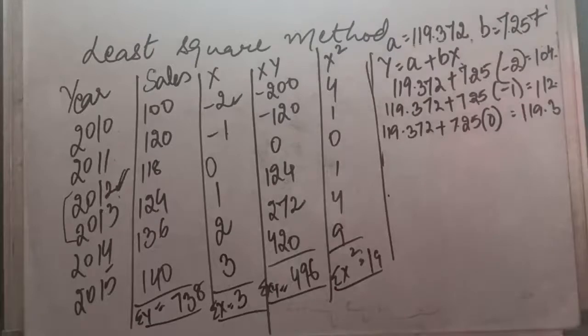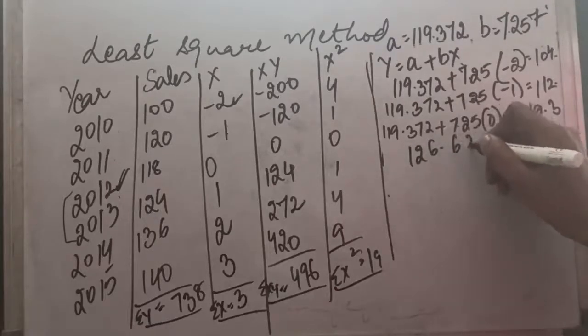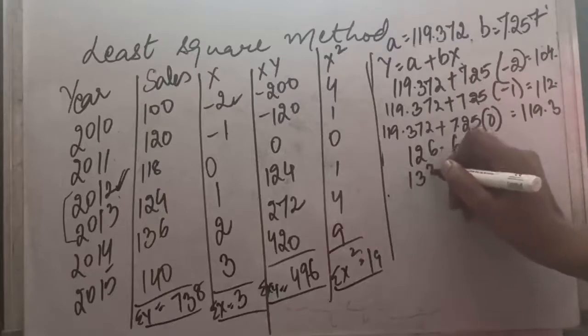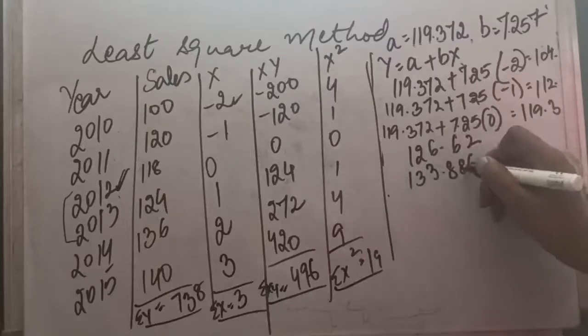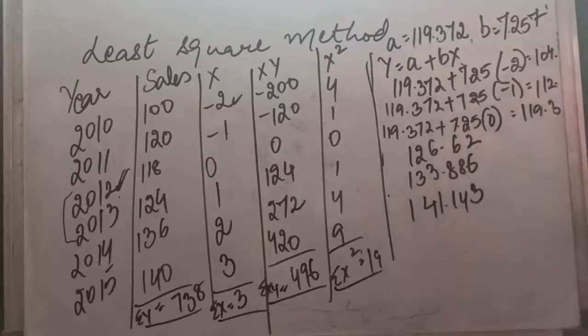Like this we will further calculate these values. It will be 126.62, next will be 133.886, and the last will be 141.143. So like this we can calculate the trend values.